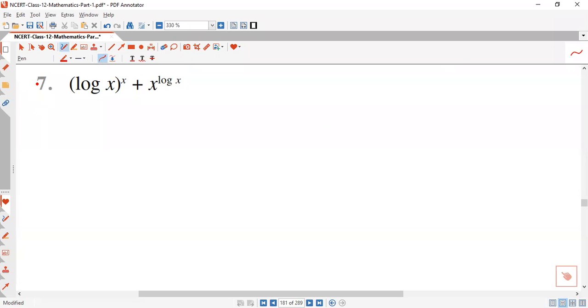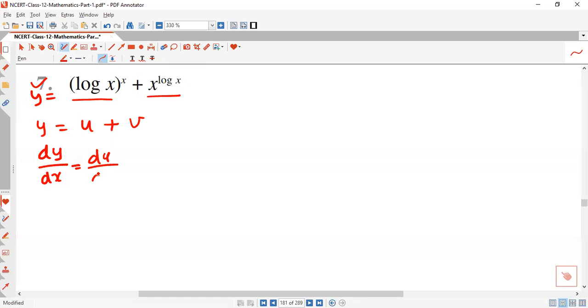See this question number 7. I would like to do the differentiation of this whole function, but this is a summation of these two functions. So we write down here y equal to u plus v. Naturally we have to do the differentiation of y with respect to x on both sides. So dy by dx equals du by dx plus dv by dx.